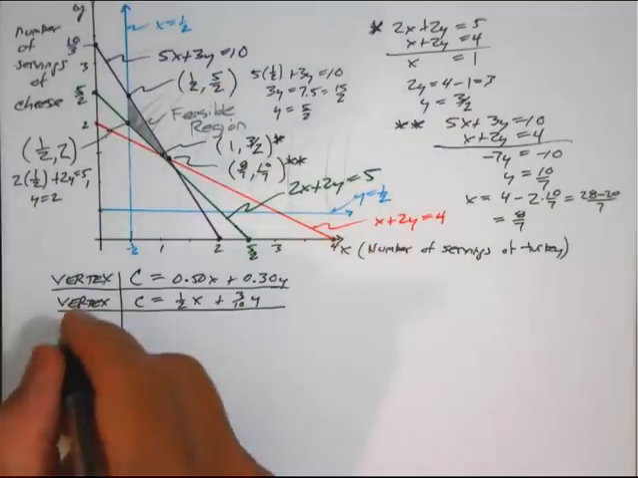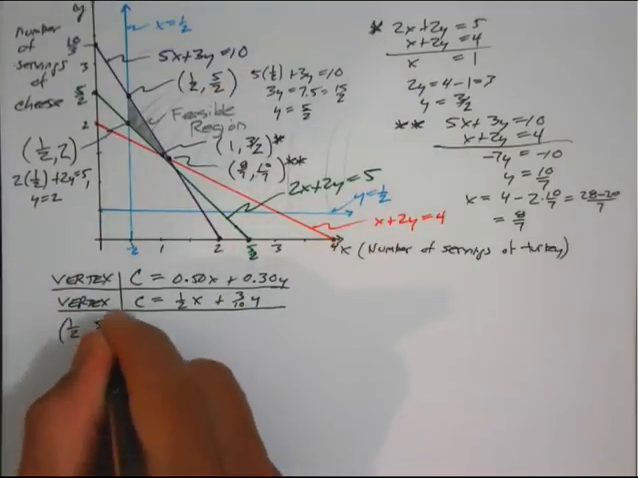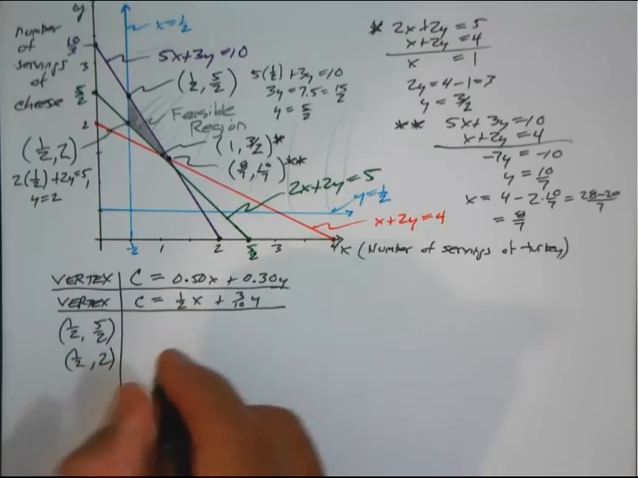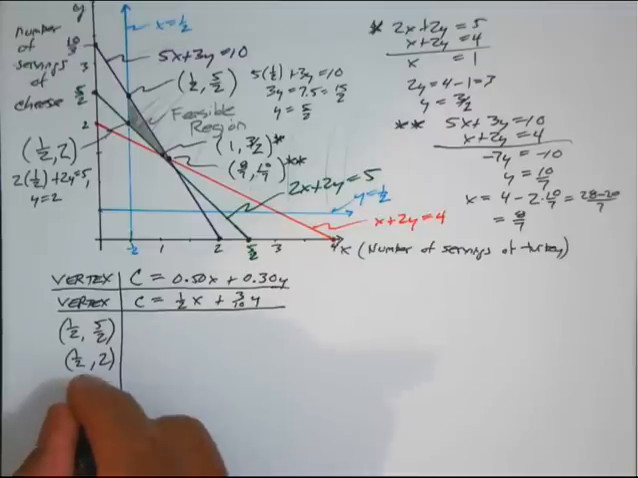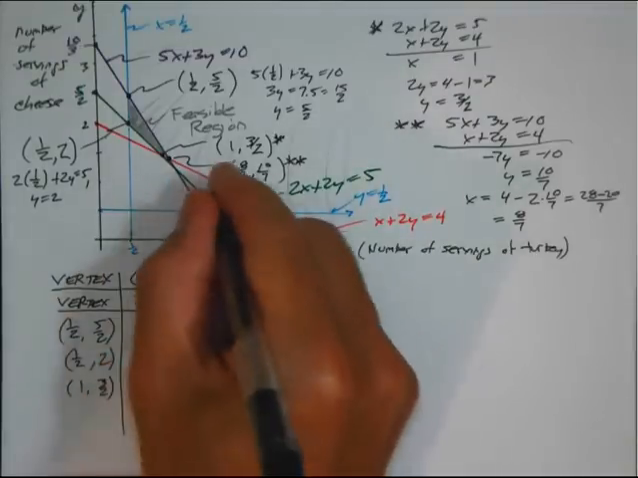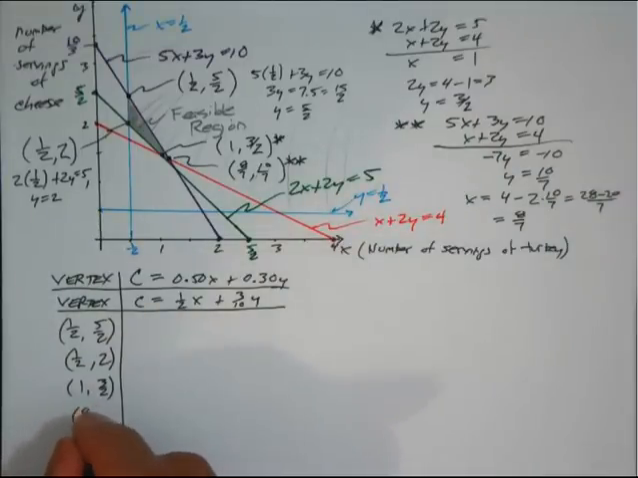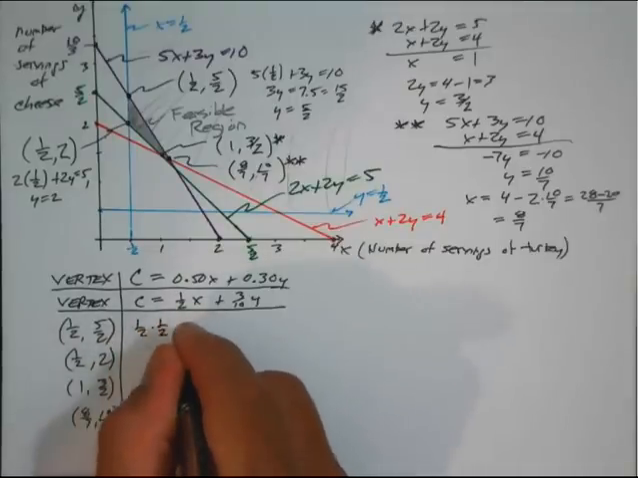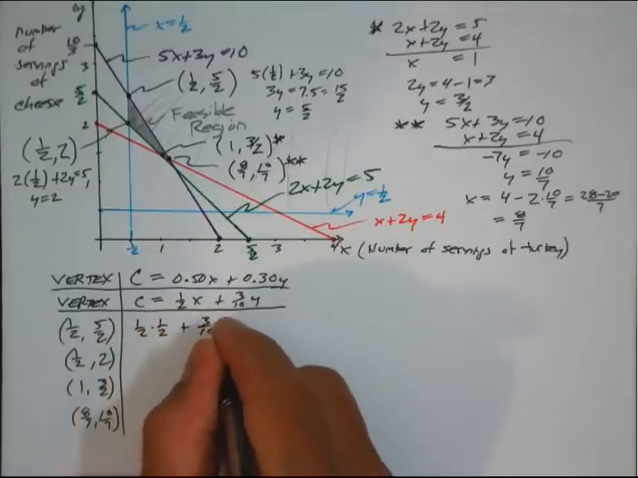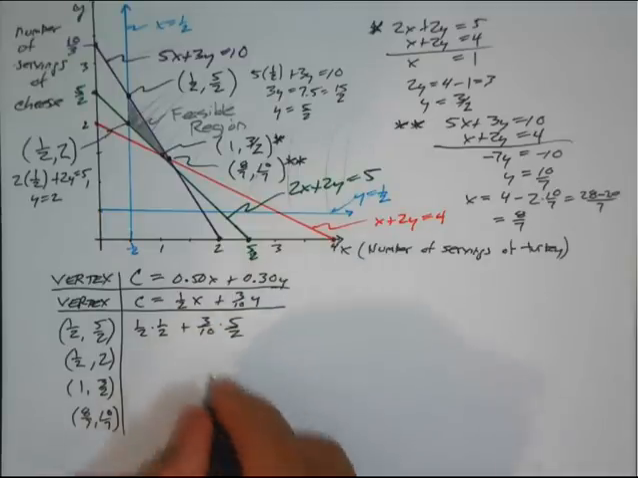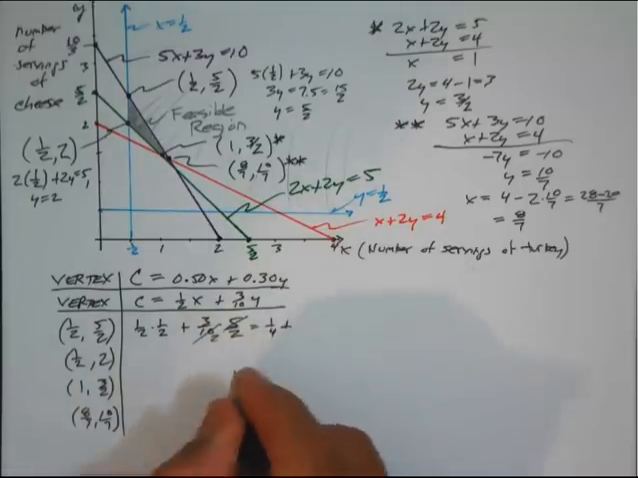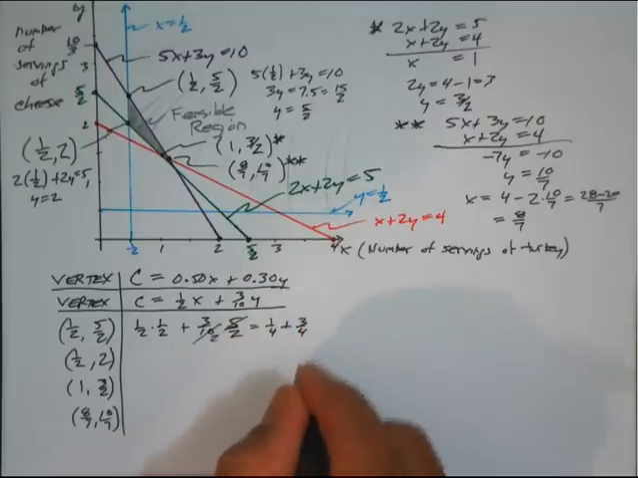So 1/2, 5/2, and 1/2, 2. Then there's this 1, 3/2, and then there's the 8 sevenths, 10 sevenths. Okay, alright, let's get started here. This first one, we get 1/2 times 1/2 plus 3/10 times 5/2. Okay, cancel 2. This is a 1/4 plus 3/4. Okay, that equals 1.